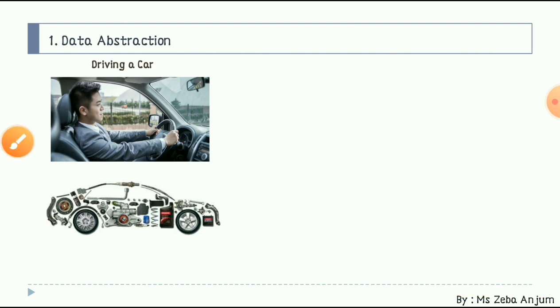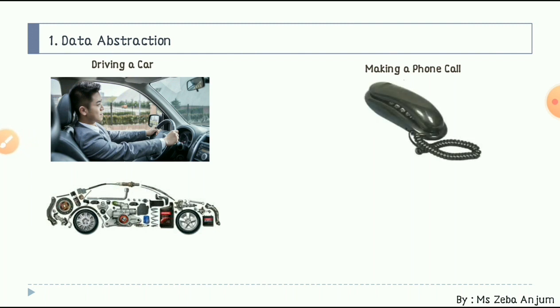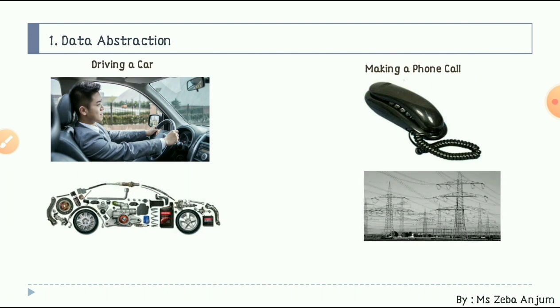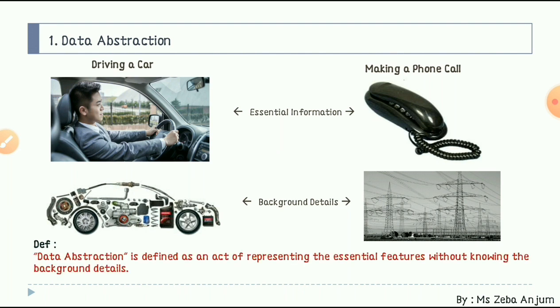This could be better understood with the help of one more example. Assume you are making a phone call. While making a phone call, you just dial a number, but in actual, we are unaware of the actual transmission that is taking place. So in this, we can see we know only the essential information, but the background details are kept hidden from us. Now coming towards the formal definition of data abstraction, it is defined as an act of representing essential features without knowing the background details.